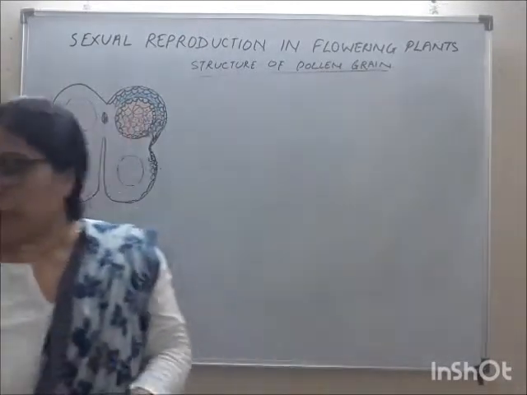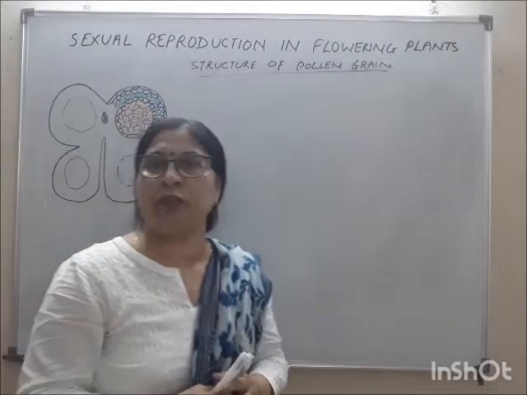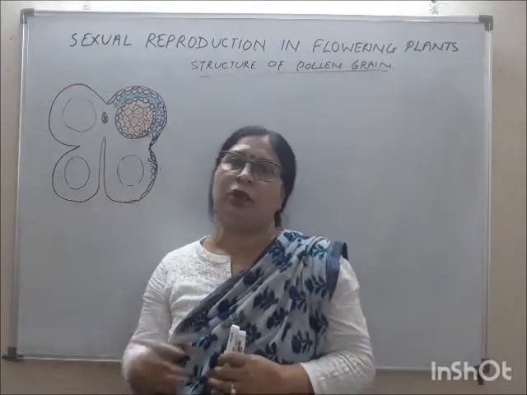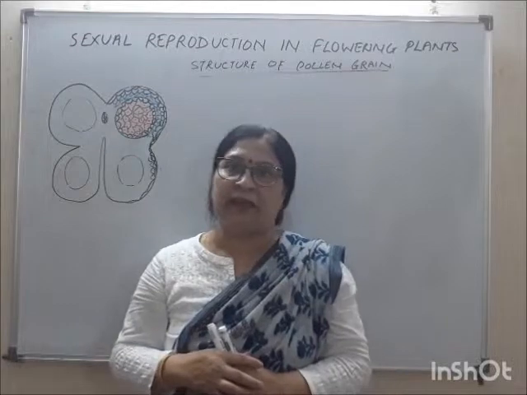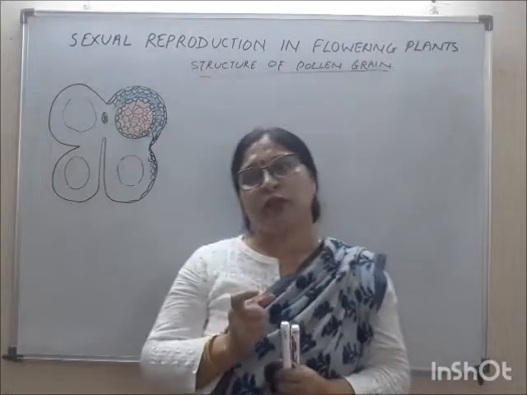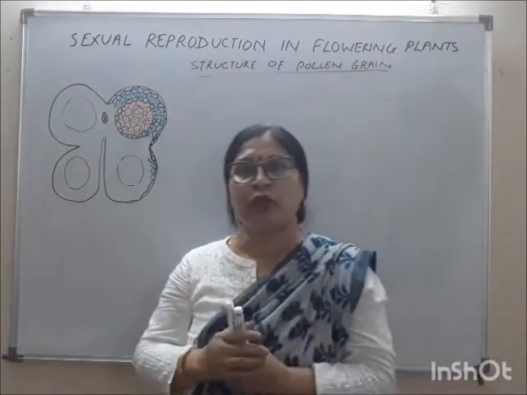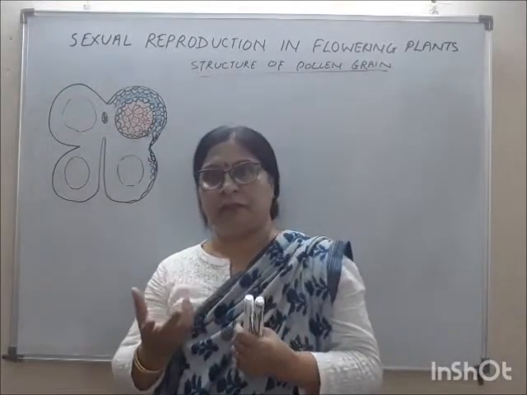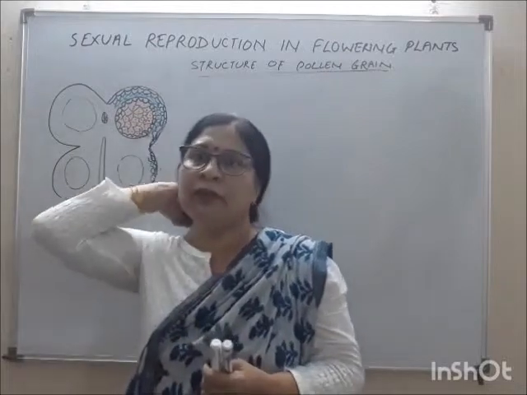Welcome everyone. Today I will be taking the structure of pollen grains. We have done in the previous video how microspores are produced from the microspore mother cell, or pollen mother cell, which is present in the microsporangia, or you can say pollen sac. Each microspore mother cell produces 4 microspores, and these microspores dry, become lightweight and are known as pollen grains.